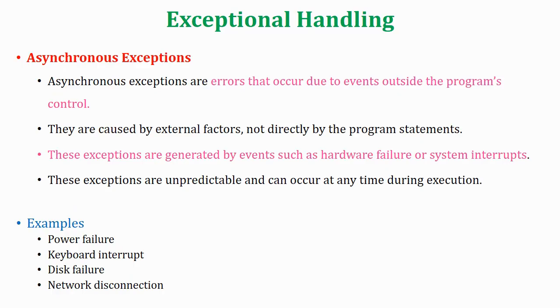And the next one is asynchronous exception. Asynchronous exceptions are errors that occur due to events outside the program's control. These exceptions are generated by events such as hardware failure or system interrupt. These exceptions are unpredictable and can occur at any time during the execution. Examples: keyboard interrupt, disk failure, and network disconnection.